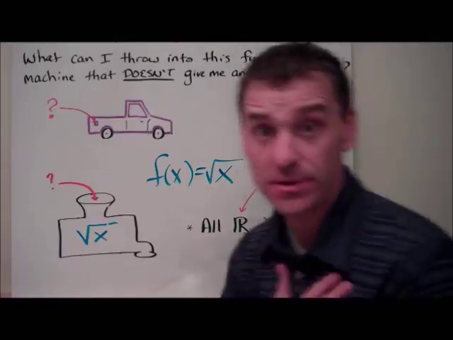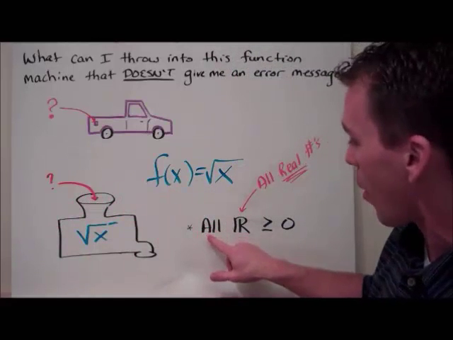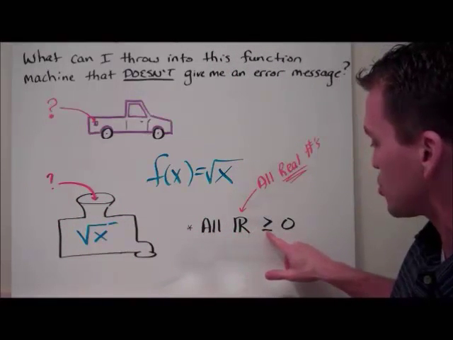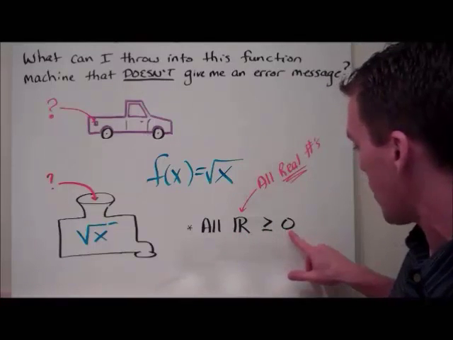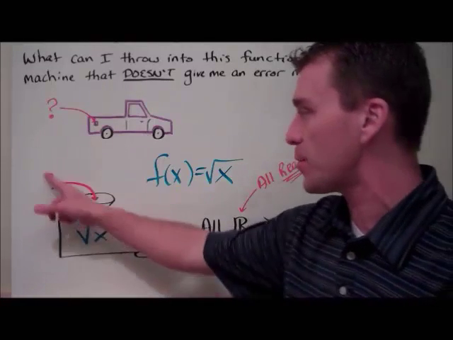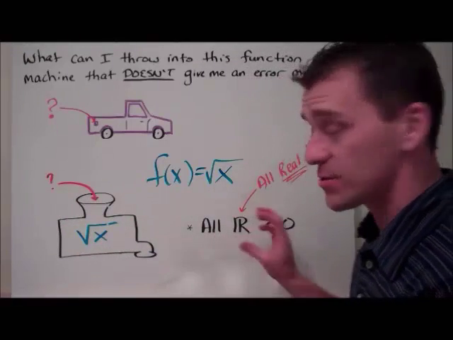So as you notice, here is the actual domain for this function. The exact answer that you put. It's all of the real numbers that are strictly greater than or equal to 0. Because it could be equal to 0, because if you put 0 into this function machine, the square root of 0 is 0. It works. So that is the actual domain for it.